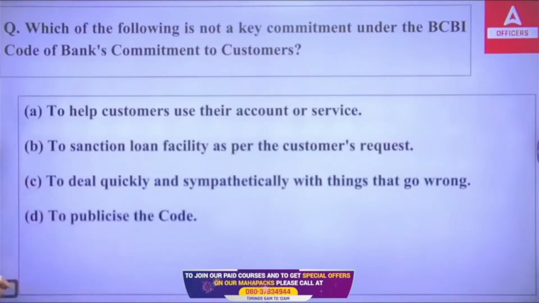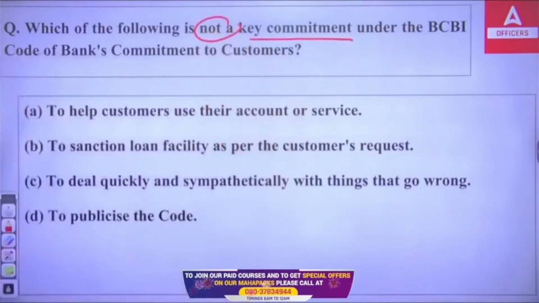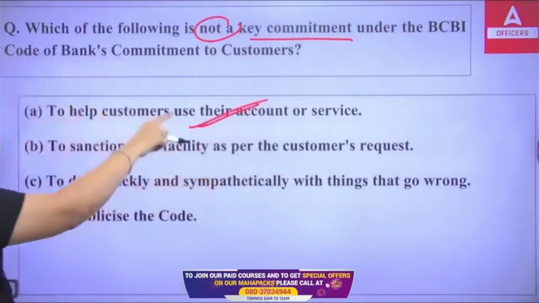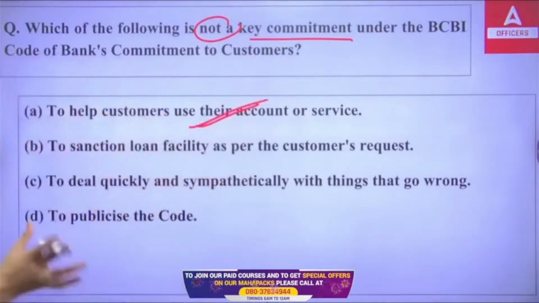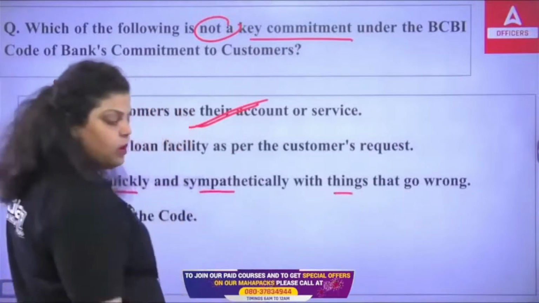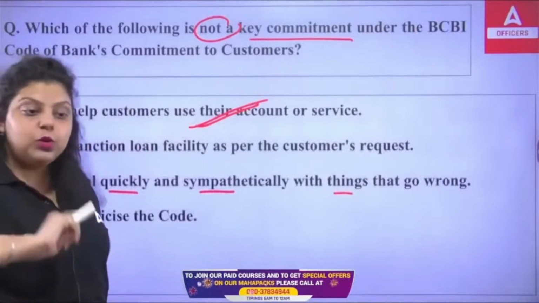So what do you think, which of the following is not a key commitment under the BCSBI Code of Bank's Commitment to Customers? To help customers use their account or service, this is a commitment that the bank has towards the customer. They have to help the customer to use their account and the services they are taking from the bank. Third is to deal quickly and sympathetically with the things that go wrong. Obviously, if something went wrong, if the customer has faced a certain loss or problem, you have to help out the customer.